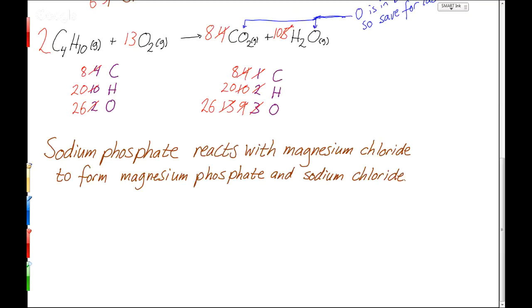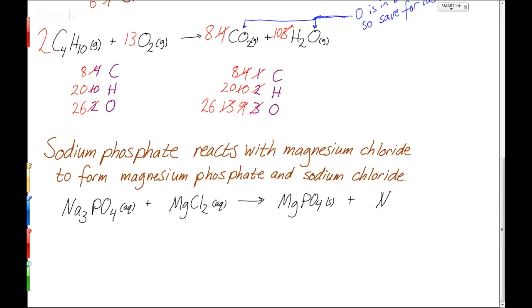So let's take a look at the equation. The equation itself is going to look like this. These are all aqueous solutions, by the way. Doesn't matter if you knew that or not. The balancing and the formulas are the important part. Magnesium phosphate is solid, it's not soluble. Sodium chloride. Okay, so there's our equation.